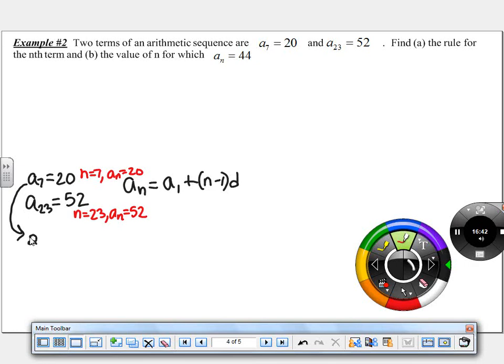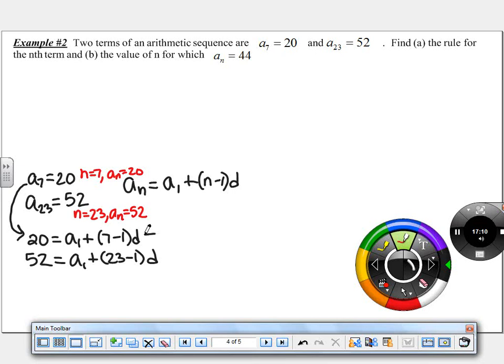So a sub n is 20 when n is 7, and a sub n is 52 when n is 23. So this is how this would look in each of those. And neither one is solvable on its own, but together, considering they're about the same sequence, we have a system of equations that we can solve.